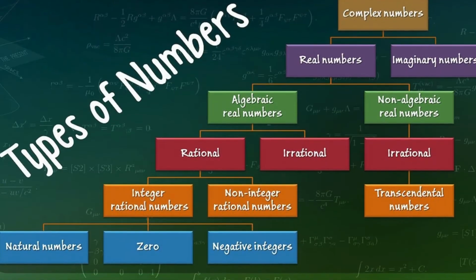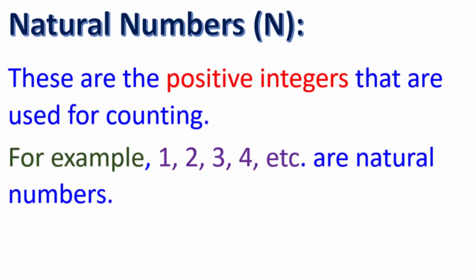Have you ever wondered how many types of numbers exist in mathematics and what they mean? Well, today we're going to delve into the fascinating world of numbers, breaking down each type, their examples, and their notations. Firstly, we have natural numbers, denoted as N.